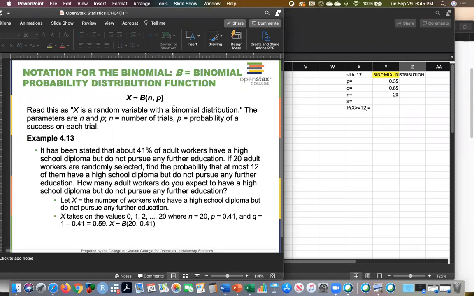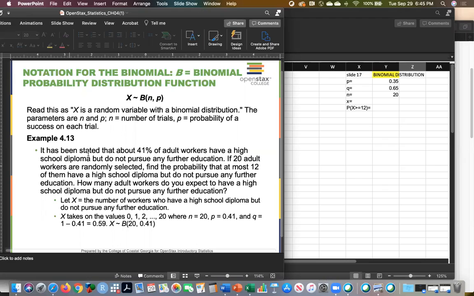So this is the notation for the binomial probability distribution function. It says that the random variable X follows a binomial distribution with parameters n and p, n being the number of trials, the sample size, and p being the probability. That's basically what we need to solve our case, among other things, but those are the things we need to know to begin with. So my binomial distribution is going to depend basically on these two parameters.